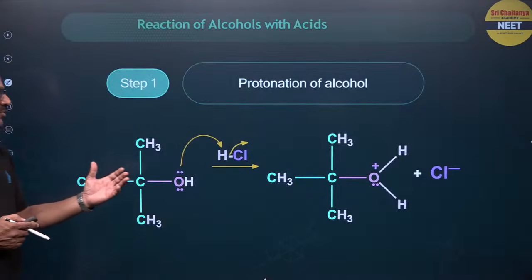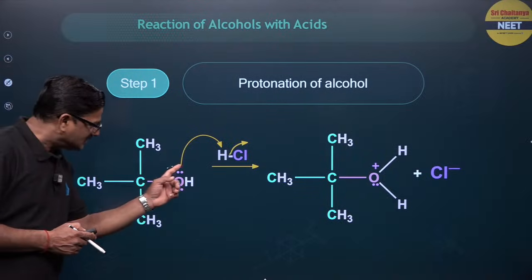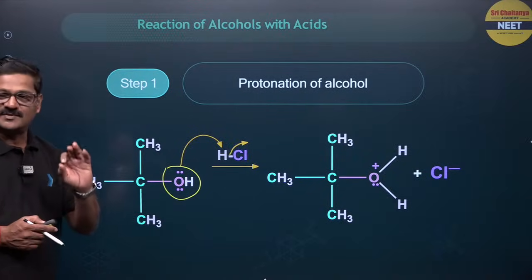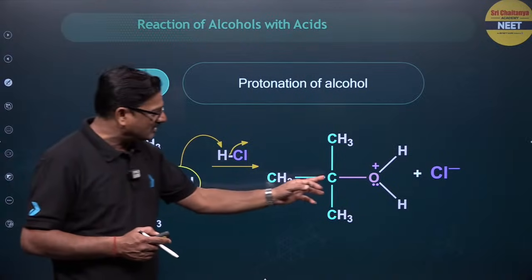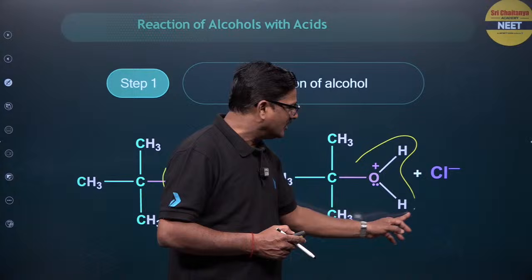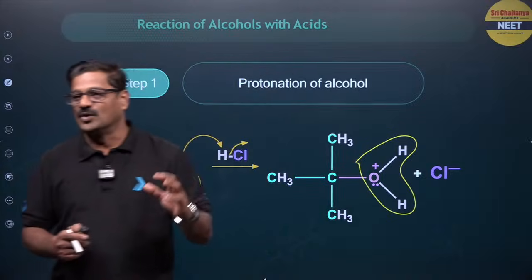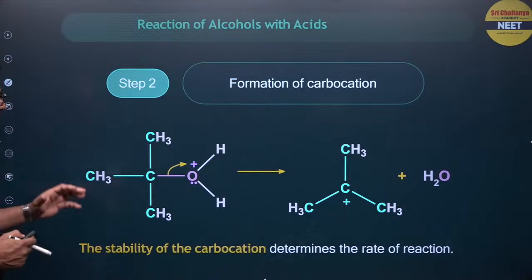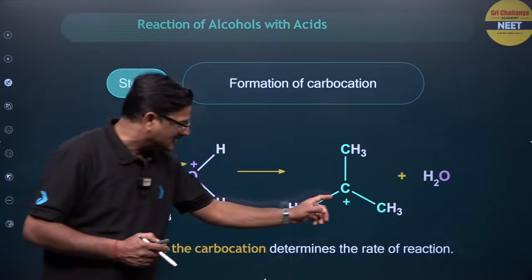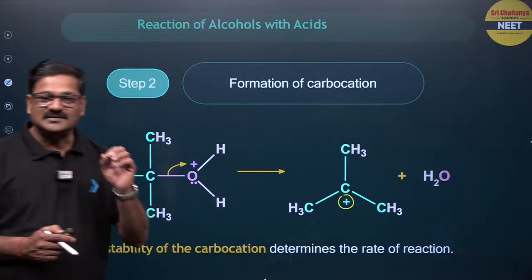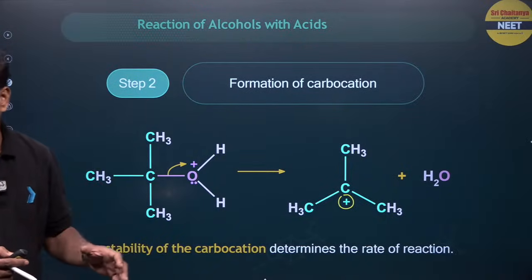Step 1 is protonation of alcohol. The OH group is a poor leaving group. Once it is protonated, the OH becomes a very good leaving group. So once it is protonated, it is going to leave as a water molecule to form a carbocation. And this carbocation is attacked by the halogen.